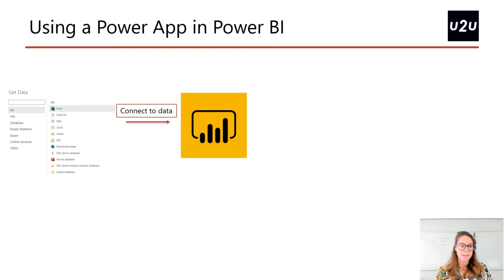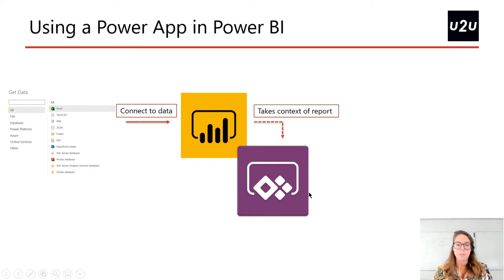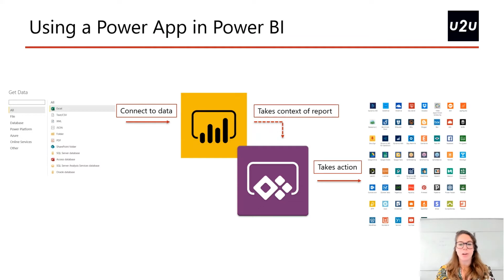So what's the idea here? Well, the idea is that in a Power BI report, we connect to data like we always do. We get data, we choose a data source, transform it in Power Query if we want, and load it into our data model. Second step is then that inside our report, we can use this Power App. The Power App can actually take the context of your report. So it can take the data from the report, it can take all the filters, the cross-filtering works and so on. So that works really nicely. And then finally, this Power App can take some action. So here we have all the data sources available that we have in PowerApps, and it can take any action that you would like.